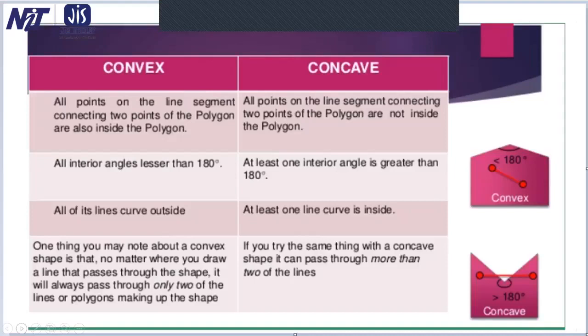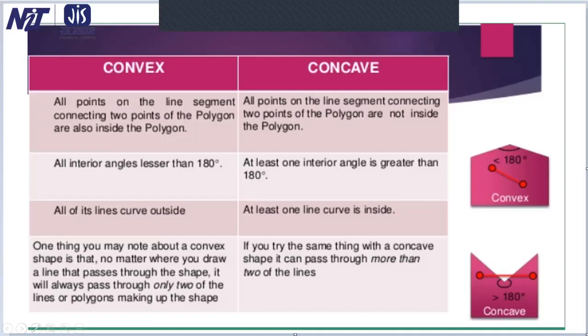Let us see the difference between convex polygon and concave polygon. If all points on the line segment connecting two points of the polygon are also inside the polygon, that is a convex polygon. If all points on the line segment connecting two points of the polygon are not inside the polygon, that is a concave polygon. In a convex polygon, all interior angles are less than 180 degrees. In a concave polygon, at least one interior angle is greater than 180 degrees. In a convex polygon, all of its lines curve outside. In a concave polygon, at least one line curves inside.